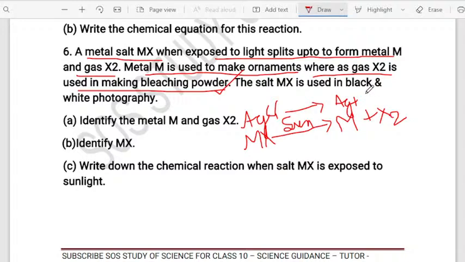Ag plus Cl2, ಇದನ್ನೇ ನಾವು ಅಪ್ಲಿಕೇಶನ್ ಲೆವೆಲ್ ಕ್ವಶನ್ಸ್ ಅಂತ ಹೇಳೋದು. ಅರ್ಥ ಆಗ್ತಿದೆ ಅಲ್ವಾ. Identify the metal and X2 gas. ಮೆಟಲ್ M ಏನು, ಸಿಲ್ವರ್. X2 ಗ್ಯಾಸ್ ಏನು, ಕ್ಲೋರಿನ್. Identify MX. MX ಏನು, AgCl. ಓಕೆ, write down the chemical reaction ಅಂತ ಕೇಳ್ತಾ ಇದ್ದಾರೆ. When salt MX is exposed to sunlight. ನೋಡಿ ಇದೇ ಈಕ್ವೇಶನ್ ಅನ್ನ ನೀವು ಬರಿಬೇಕಾಗಿರೋದು. ಇಲ್ಲಿ ಕೊಟ್ಟಿದ್ದೀನಲ್ವಾ, ಈ ಈಕ್ವೇಶನ್ ನೀವು ಬರಿಬೇಕು.